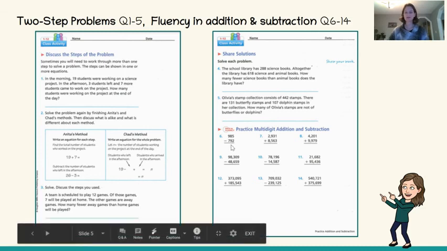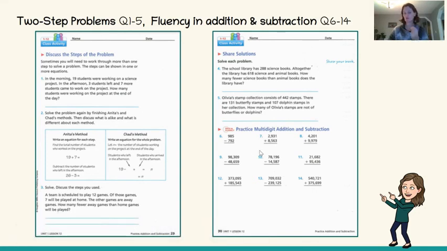And then questions 6 through 14, again, we just really want to be working on getting faster and more fluent in addition and subtraction. So that just means when we're faced with addition and subtraction problems with bigger numbers here, like up into the 100,000s, that it's not worrying us or freaking us out. We're confident that we can just start working and solving and do it relatively quickly. So it's just some more practice time. So that is your task for today.